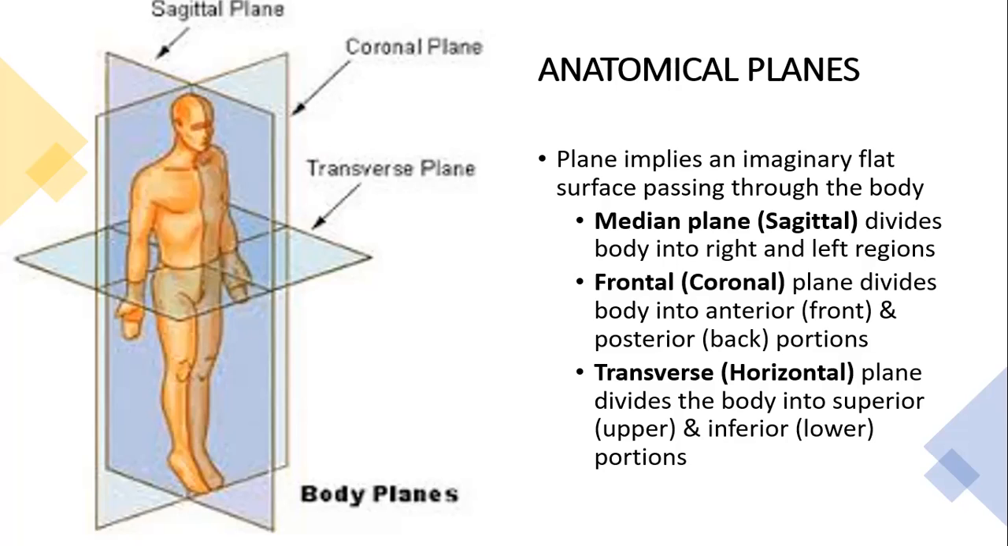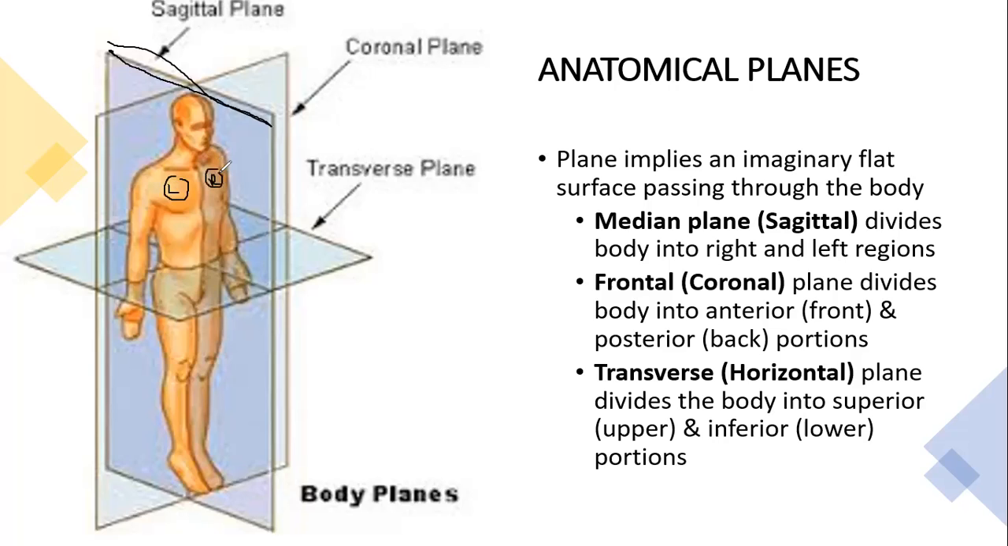The first plane is the medial plane. Now, the medial plane divides the body into a right and left half. All right, the medial plane is also known as the sagittal plane. So it's this piece of glass here. This piece of glass here. And it splits the body into a left side, let's say, and a right side.